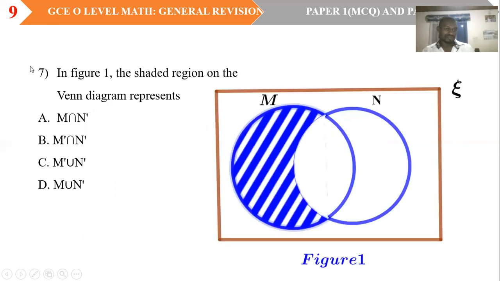We move to question 7. In figure 1, the shaded region on the Venn diagram represents, now when we look at the figure, the Venn diagram has two sets, M and N. The part that has been shaded is a part of M, where M intersects the complement of the set N, because the complement of the set N is every region except N. And all the region except N intersects M at this shaded region. Therefore, answer A.